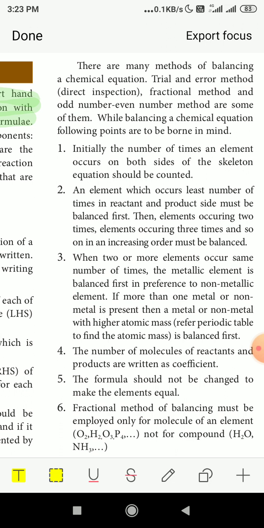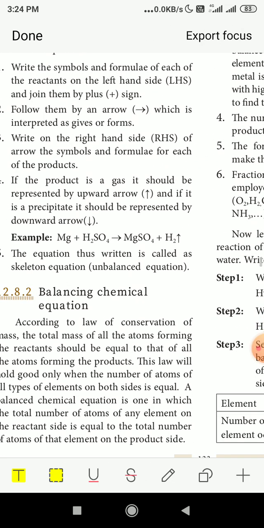Then the fractional method of balancing must be employed only for molecules of an element, such as oxygen, hydrogen and phosphorus, not for compounds like H2O or NH3. Only single elements should be balanced this way, not compounds. Okay, that is the fractional method.